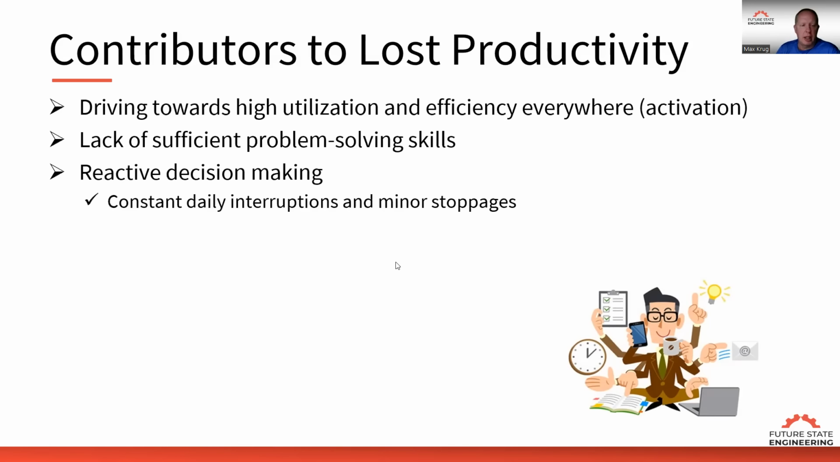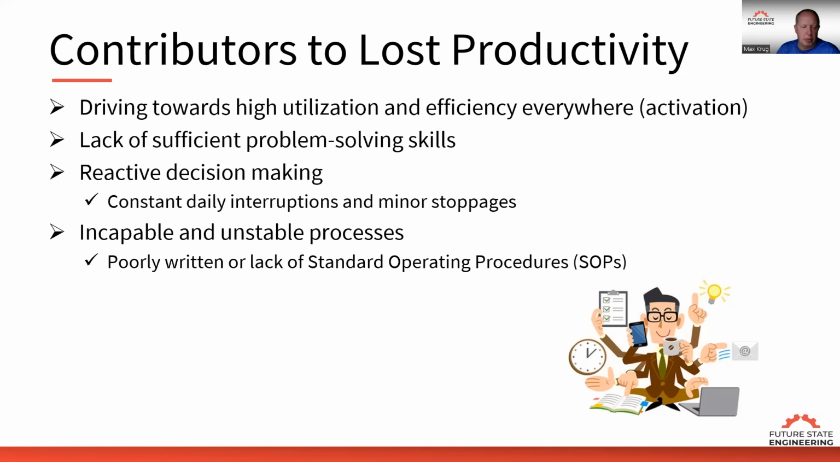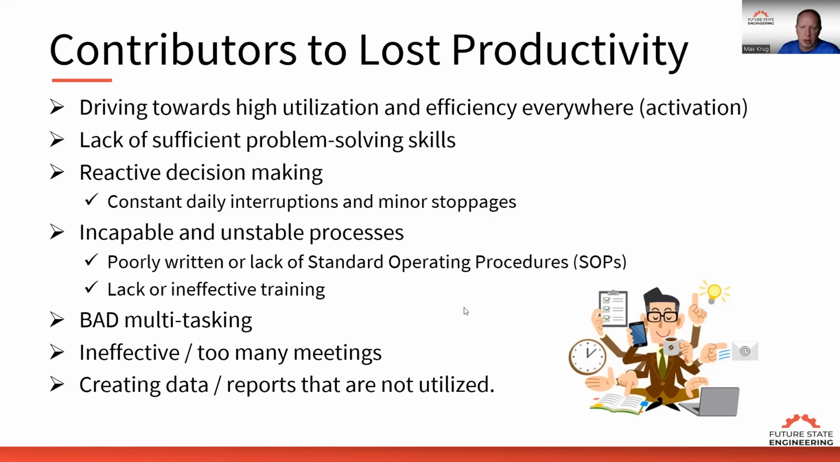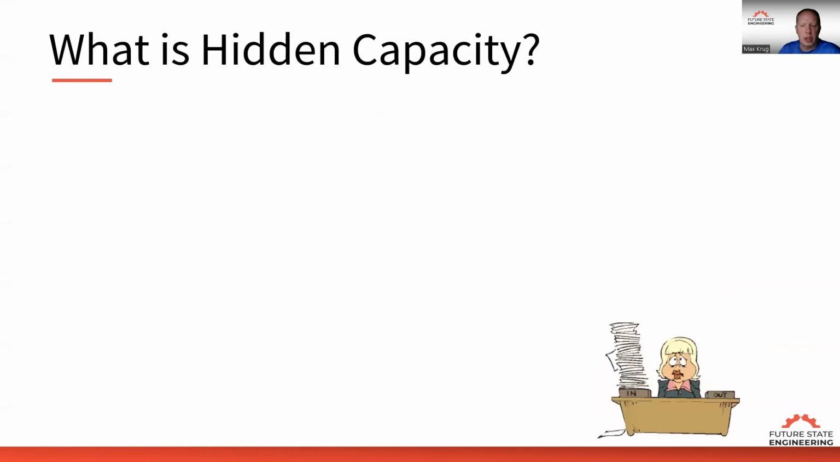Reactive decision-making, so constant daily interruptions or minor stoppages. Incapable and unstable processes, which are contributed to by lack of operating procedures or poorly written procedures. Lack of effective training programs, bad multitasking, ineffective or too many meetings, or creating data and reports that aren't properly utilized.